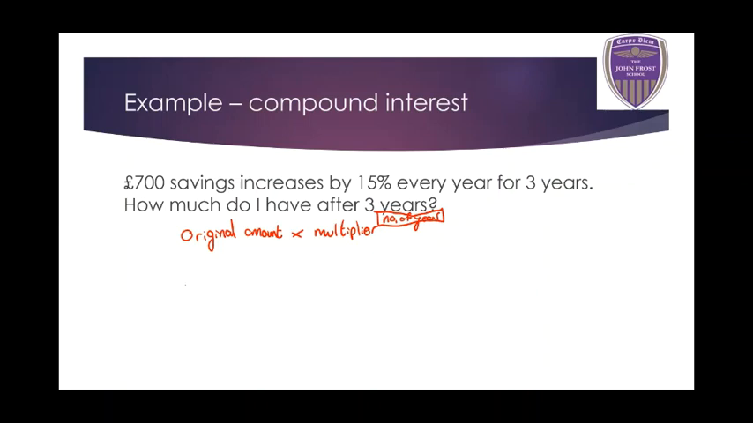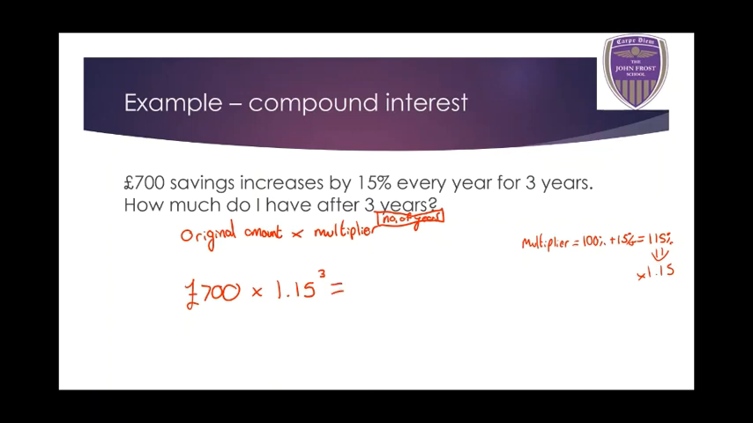So the original amount is £700. The multiplier, well, we're increasing by 15%. So just take a moment. So it's an increase of 15%. So 100% plus 15% is equal to 115%, which would be a multiplier of 1.15, because that's 115 divided by 100. So multiplier of 1.15, and we're doing this every year for 3 years. That's going to be 1.15 to the power of 3.